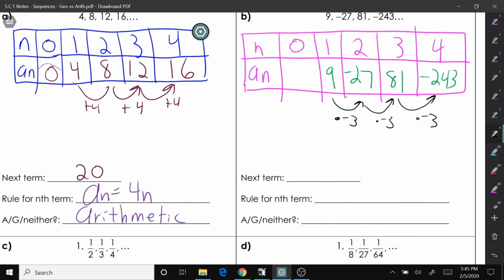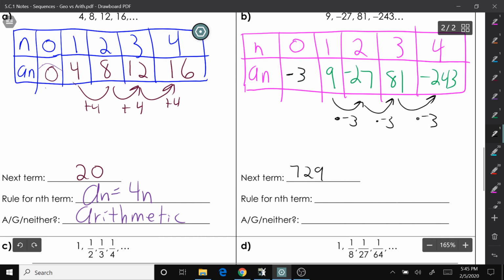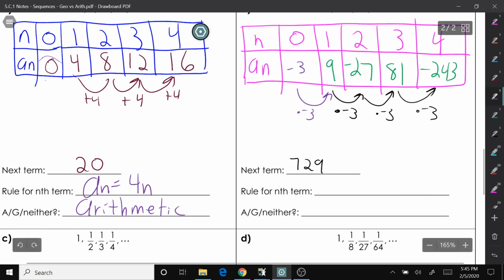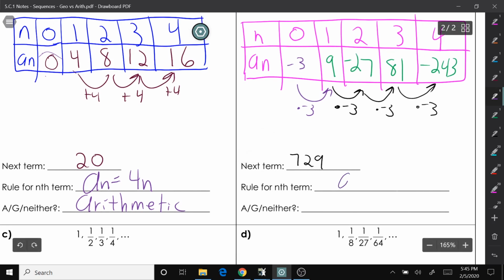And then if we wanted to find the next one, we would do negative 243 times negative 3 and get positive 729. So now to go backwards, what needs to be here is negative 3, because negative 3 times negative 3 is positive 9. So then our function is a(n) equals negative 3 times negative 3 to the n power.